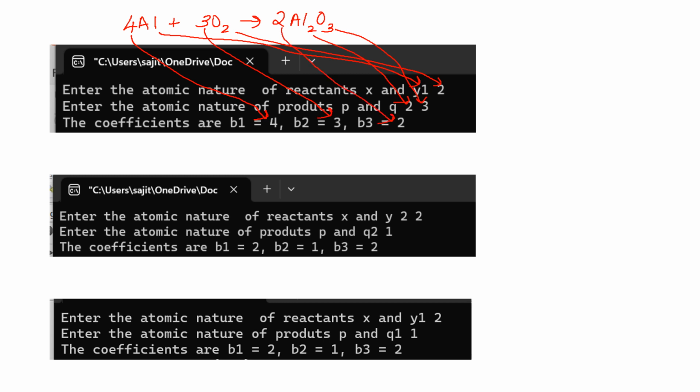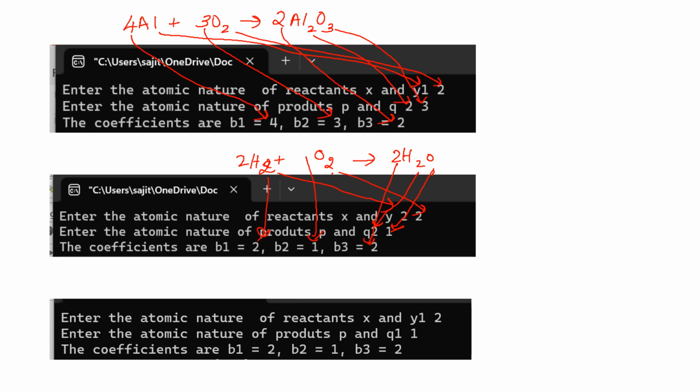Similarly, I have done it once again for the second equation. Here it is for hydrogen plus oxygen which will give you water: 2H2 plus O2 will give you 2H2O. See the values, x is equal to 2, y is equal to 2, p is equal to 2, q is equal to 1. What are the coefficients you have got? B1 is 2, B2 is 1 and B3 is 2.